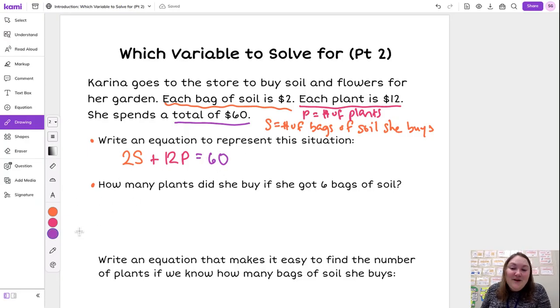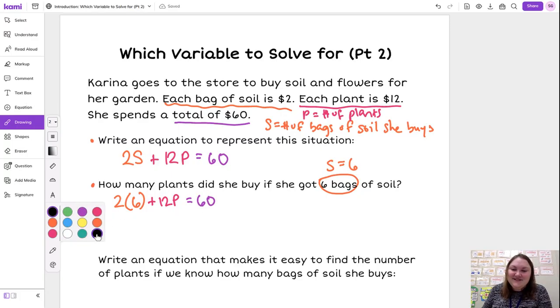For the second part, how many plants did she buy if she got 6 bags of soil? Here, we are told the number of bags she buys. So I know s, the number of bags of soil, is going to be the number 6. To figure out that second problem, all we're doing is substituting. I could say 2 times her 6 bags of soil plus 12p equals 60. And then this is the equation we need to solve.